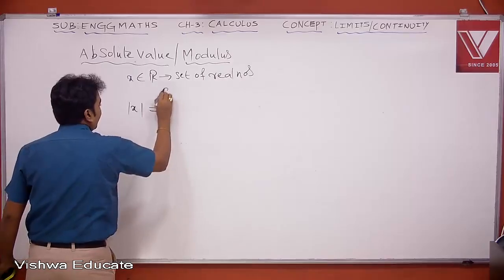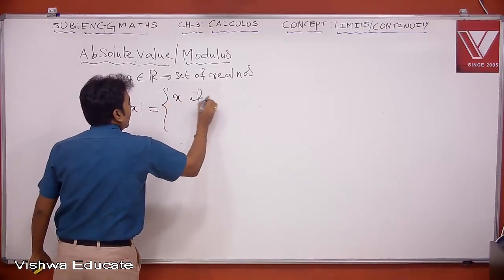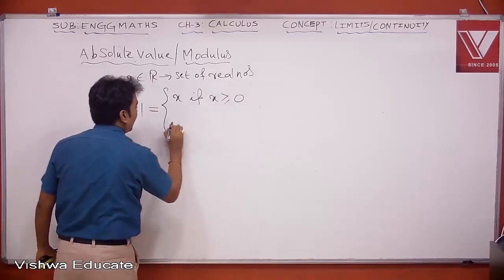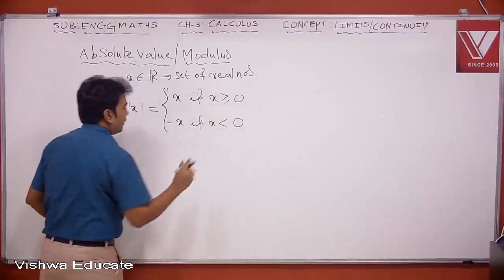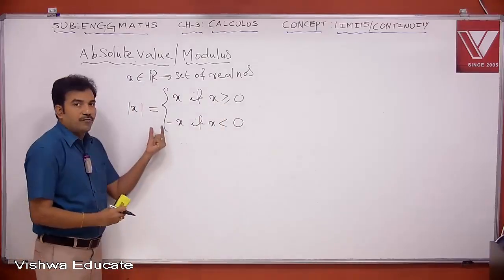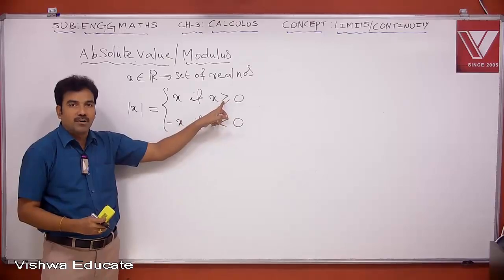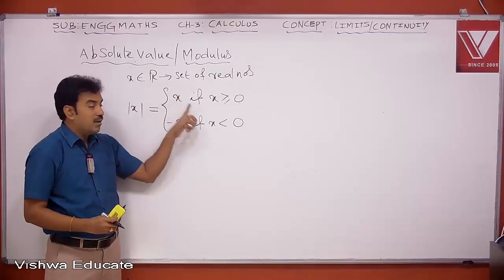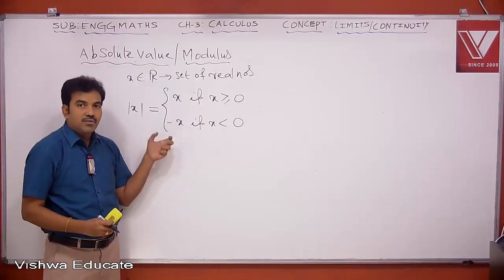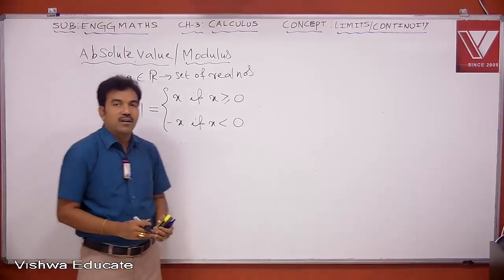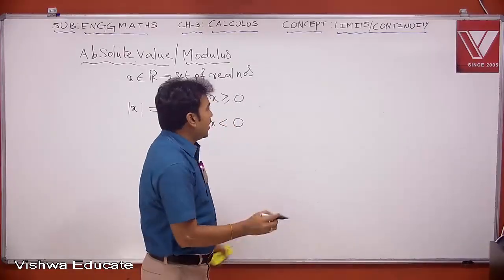Now it is a function which takes two different forms. Mod x equals x if x is greater than or equal to 0, and minus x when x is less than 0. When x is greater than or equal to 0, if it is a non-negative real number, then modulus is itself. If it is a negative number, multiply with minus to make it positive. So whenever you discuss modulus of a real number, it is always non-negative, greater than or equal to 0. Let us see an example.